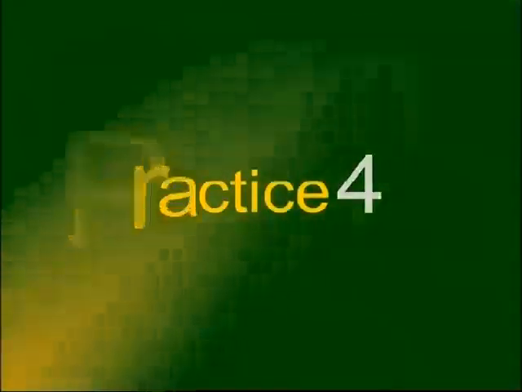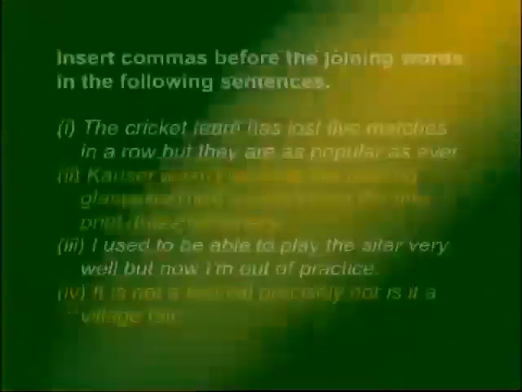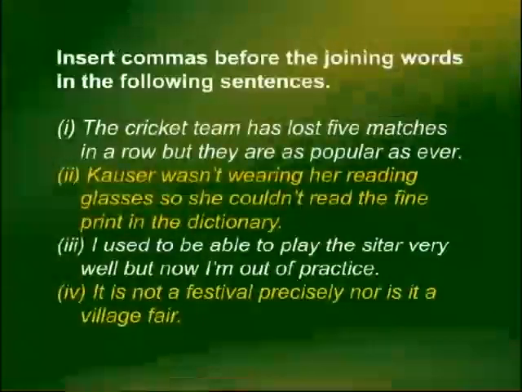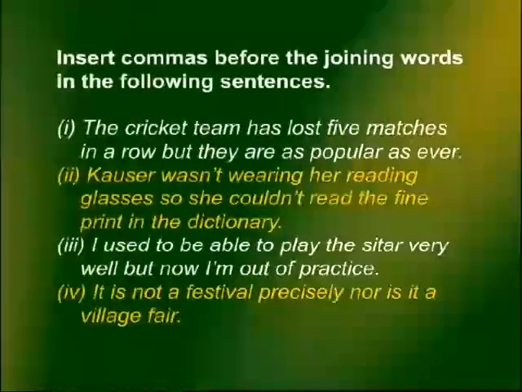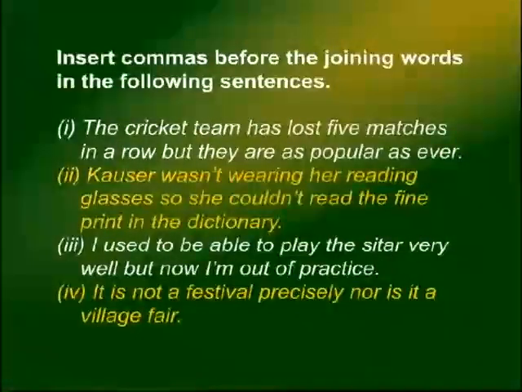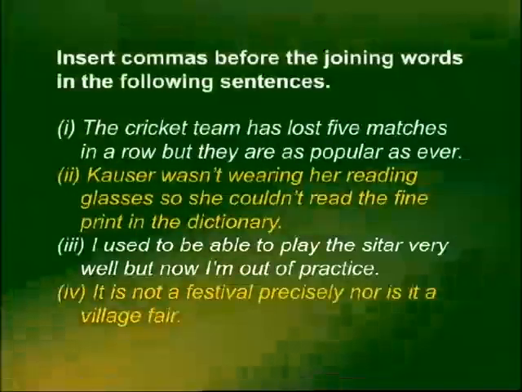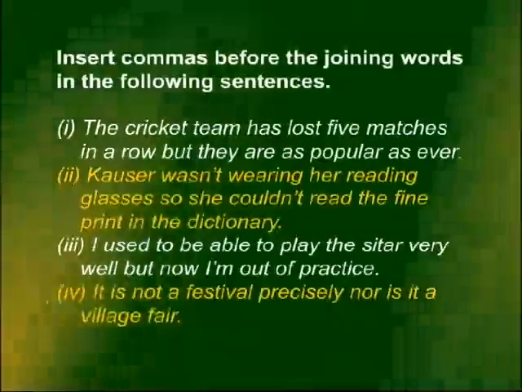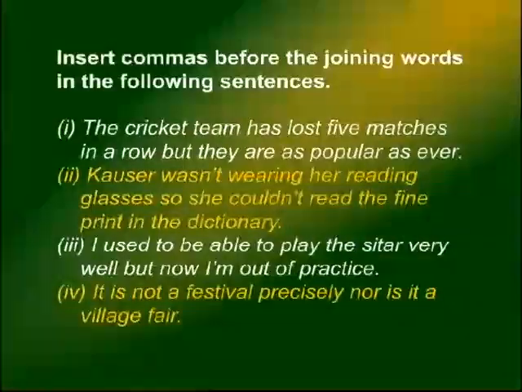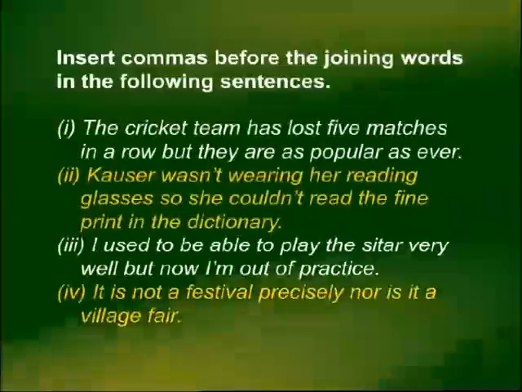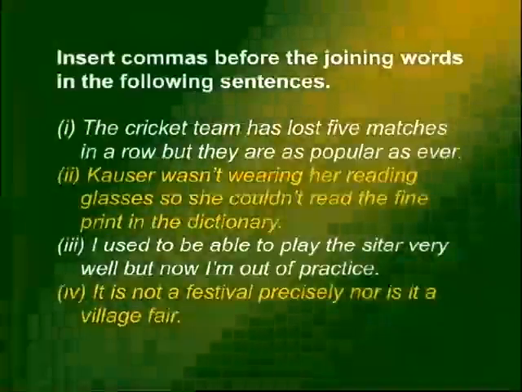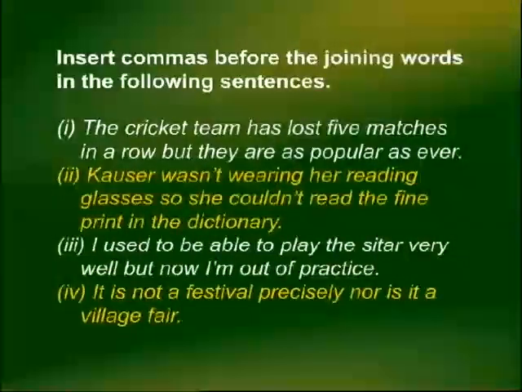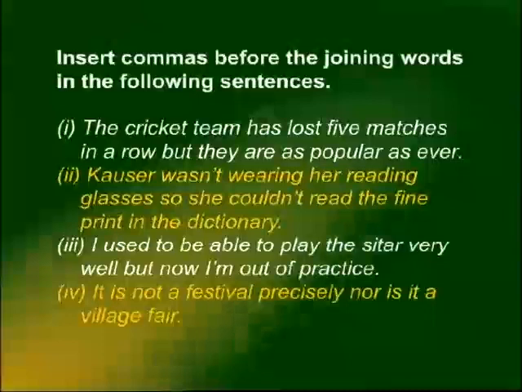Look at these 4 sentences. The first one, the cricket team has lost 5 matches in a row, but they are as popular as ever. Where will you put the comma? Simple, after the word row. Number 2, Kausar wasn't wearing her reading glasses, so she couldn't read the fine print in the dictionary. And you would insert the comma after glasses.